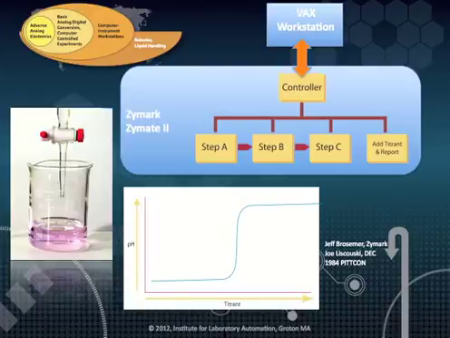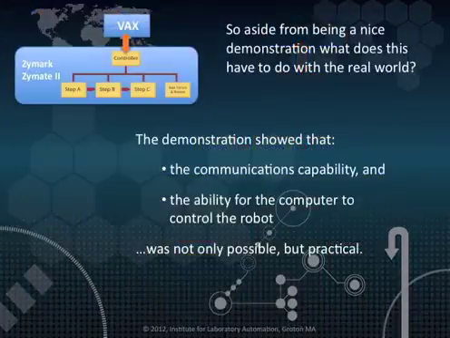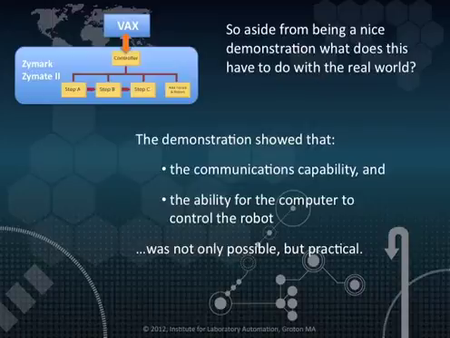So aside from being a nice demonstration, what does this have to do with the real world? When robotic systems are used to prepare samples and run tests, they keep doing it over and over and over until the samples are exhausted. It isn't until an analyst reviews a report that they can detect problems that may require rerunning the analysis. This can waste time, materials, and delay the release of the results.